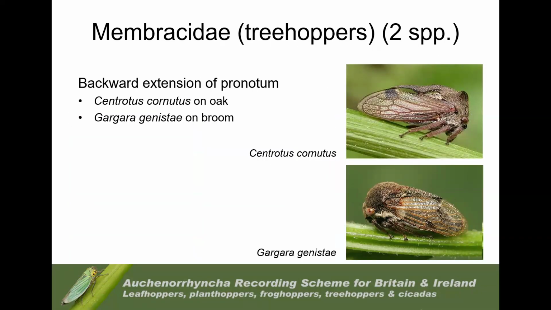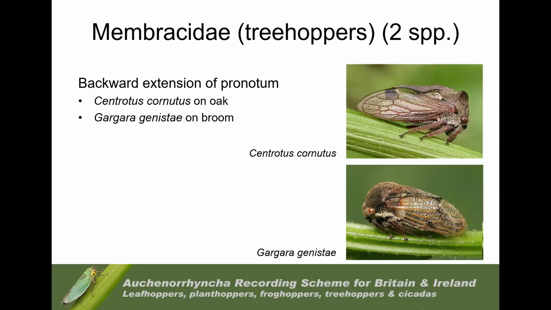Next family, the membracids. This is essentially a tropical family of hoppers, so-called treehoppers. We only have two species in this country. Really, they are mainly tropical in distribution. Distinguished by the fact that the pronotum, which is the front part of the thorax, has this substantial backward extension. You can see it's almost like a dagger-like structure, which stretches back over the top of the abdomen, top of the wings.